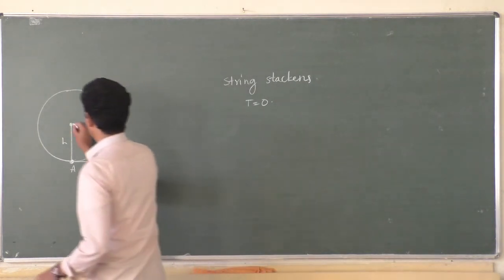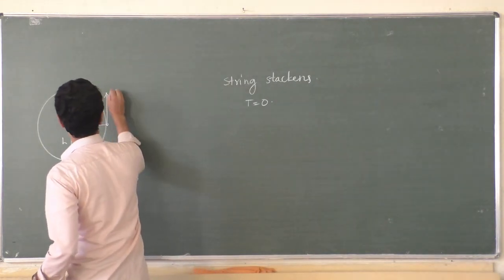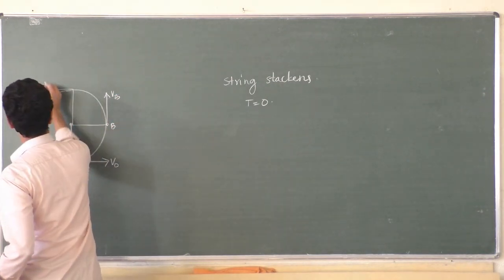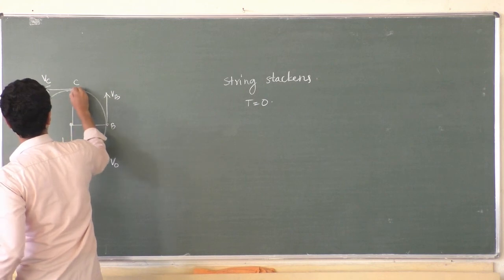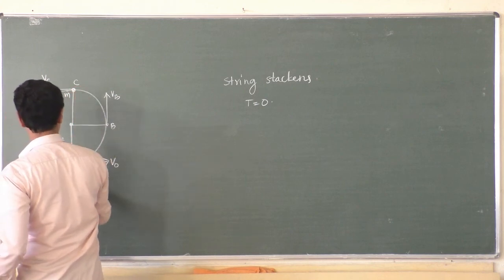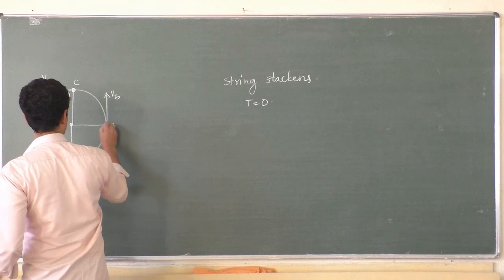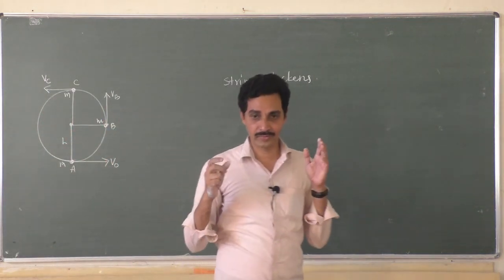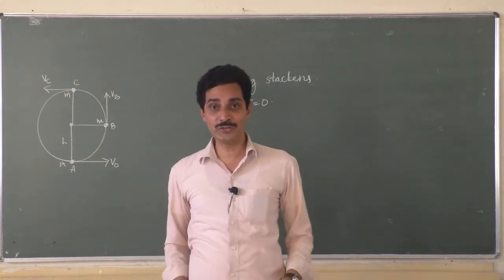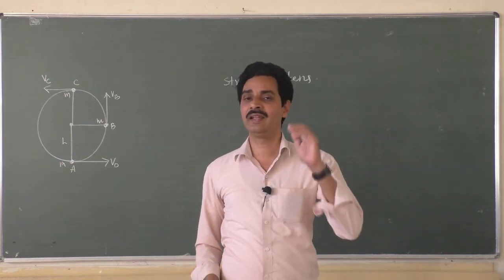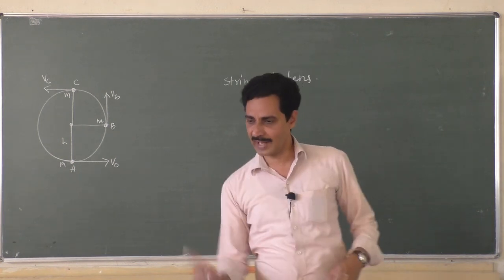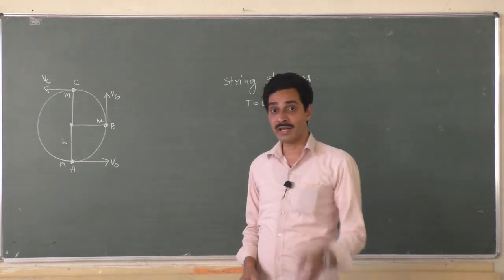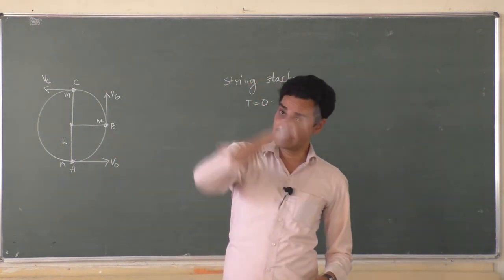By the time it reaches here, let the velocity be VB at the position B. And by the time it reaches the top, let the velocity be Vc, again tangential, at the position C. The mass of the bob doesn't change anywhere. It remains the same everywhere. So this is the mass of the bob. I think you have understood what we are going to do today, right? You are considering a particle which is given a tangential velocity V0 at the bottommost position, and you are allowing it to move in the vertical circle.